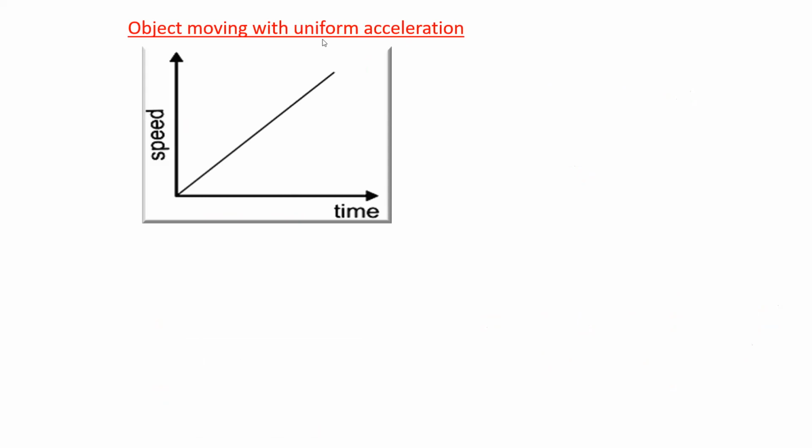when the object is moving with a uniform acceleration or constant acceleration. So what will be the shape of the graph for a constant acceleration? It will be a straight line with a constant slope starting from the origin. And how do we explain this motion, the constant acceleration?